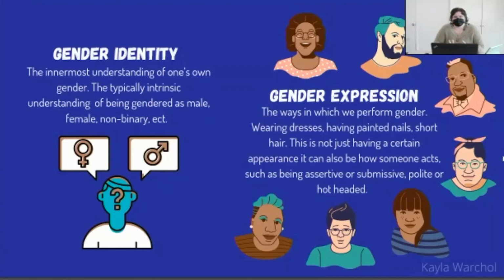Gender expression is the ways in which we perform gender, wearing dresses, having painted nails. There are certain characteristics that are typically assigned to either being a man or female, being polite or hot-headed, but this is the way that we do gender. It's a performance that we do without even realizing it, and it's typically based in our socialization in our youth. But again, it's not a concrete thing. Anyone can wear a dress. It doesn't mean that they're automatically a woman.